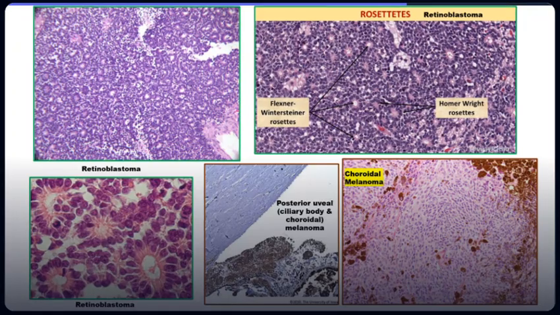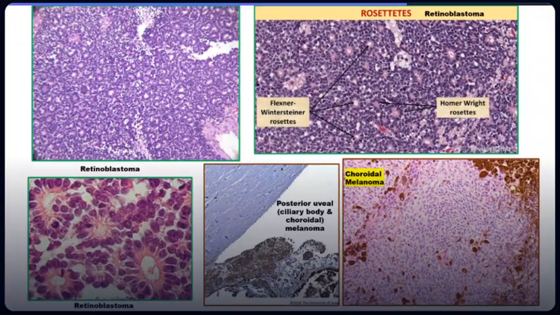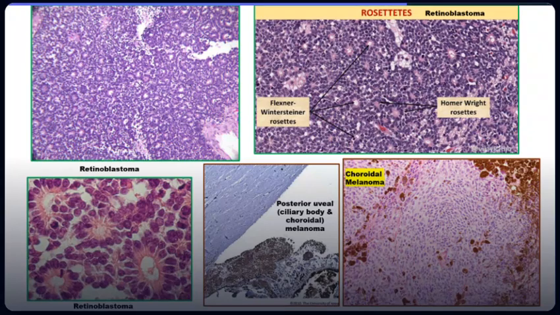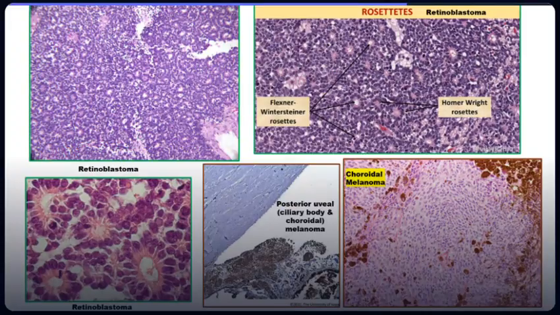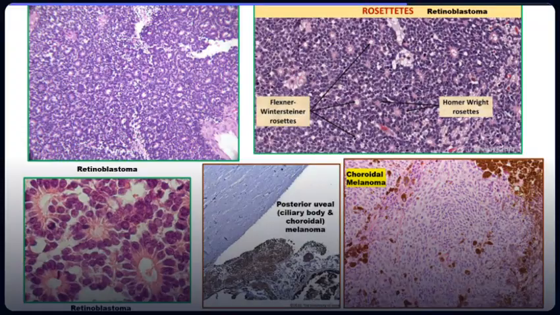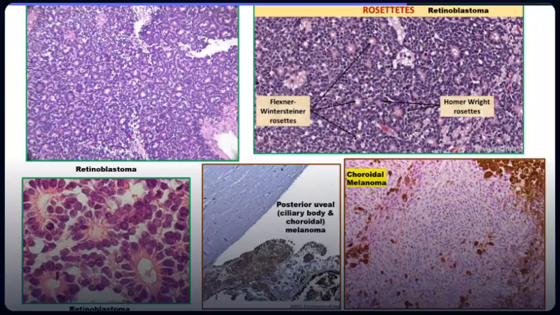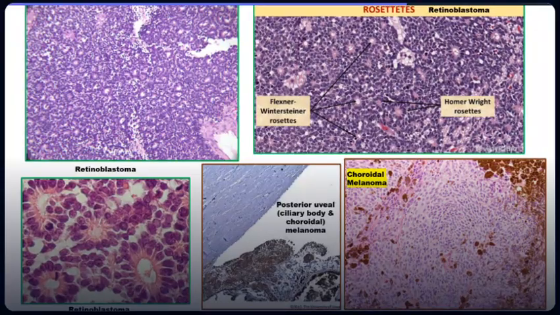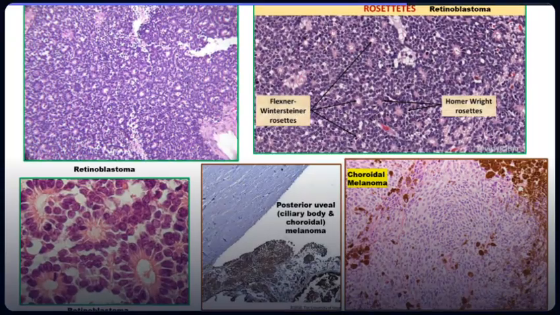Let's dissect the microscopic architecture that distinguishes these two lethal intraocular malignancies. In retinoblastoma, we identify the Flexner-Wintersteiner rosettes, where neoplastic cells encircle a distinct central lumen to mimic primitive photoreceptor differentiation, and Homer-Wright rosettes, which lack a lumen and instead cluster around a fibrillar neuropil.